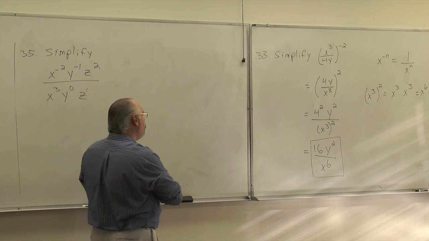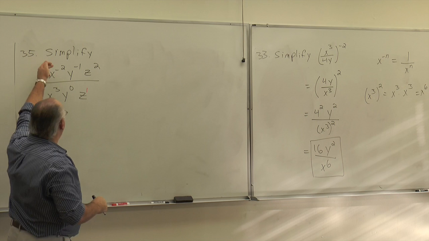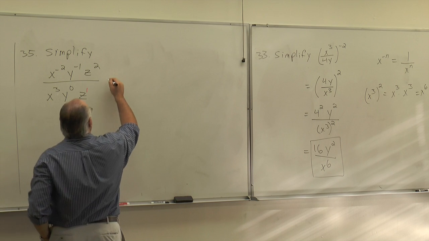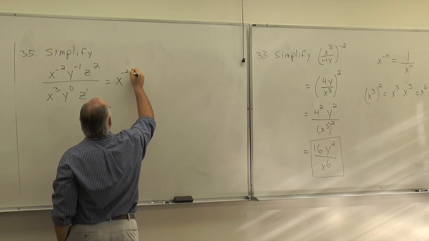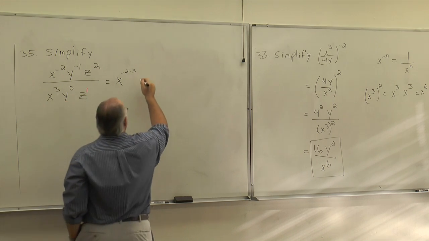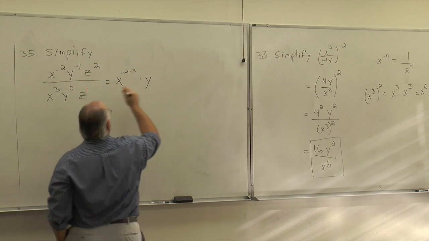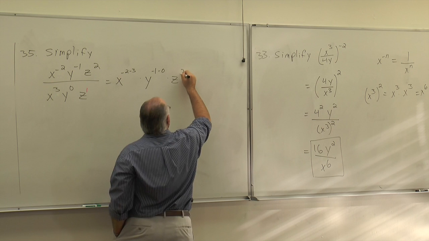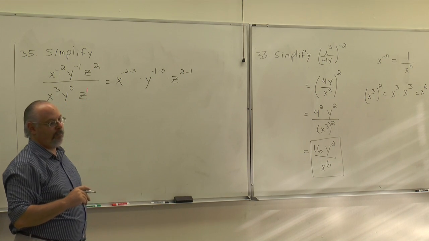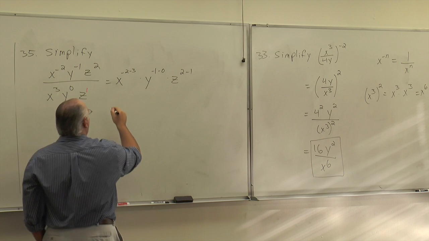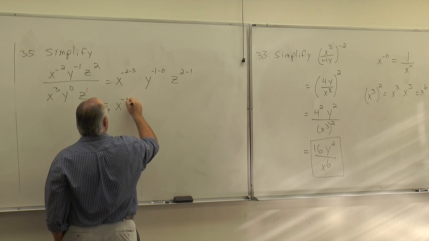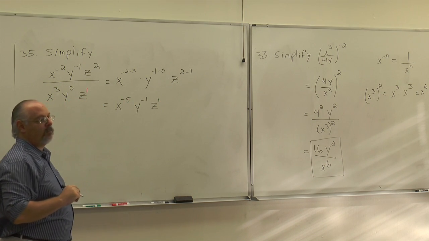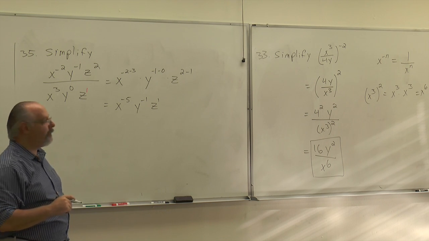Now the traditional way of doing this is to say when you divide like bases, you subtract the exponents. So this becomes x to the negative 2 minus 3 times y to the negative 1 minus 0 times z to the 2 minus 1. Then you would subtract the exponents. This becomes x to the negative 5, y to the negative 1, z to the 1st. Right, just doing that subtraction in the exponents.